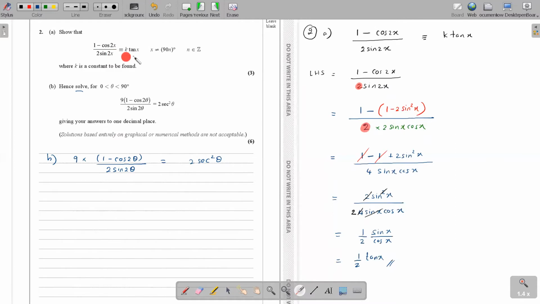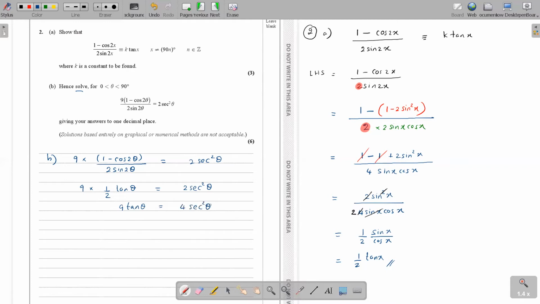This is equal to half tan x, right? So in this situation, it will be equal to half tan theta, just the x replaced by theta. So half tan theta equals sec square theta. Okay, so I get something like this: 9 tan theta over 2 equals sec square. I don't want to work with decimals, so I'll bring this 2 to the other side as a multiplication. I end up getting 4 sec square theta.